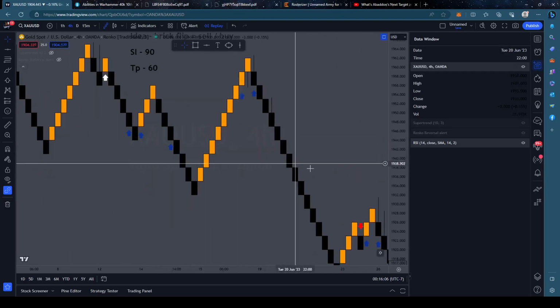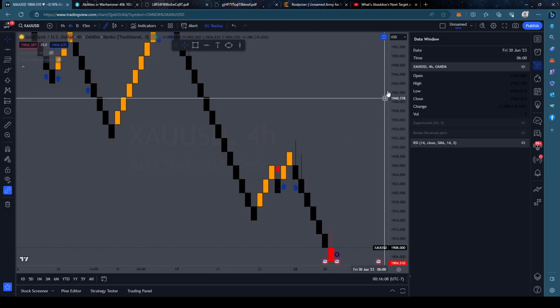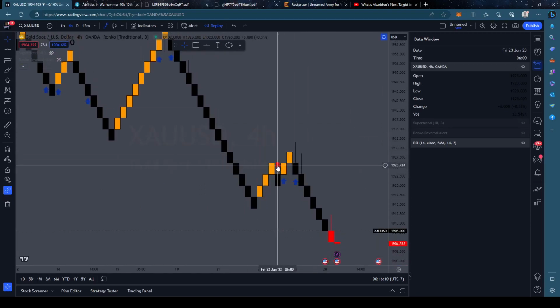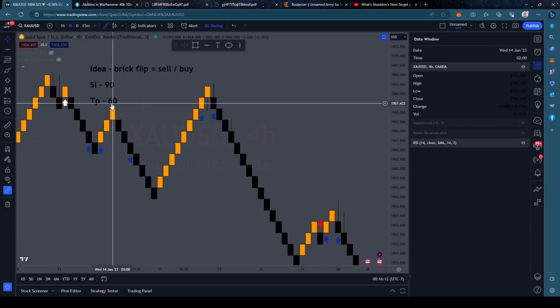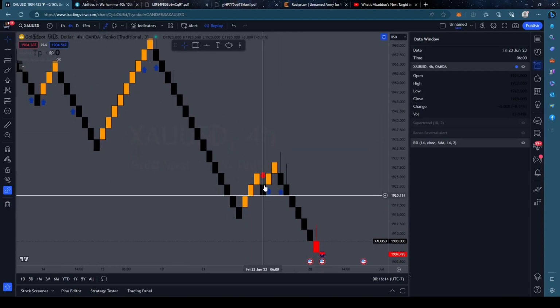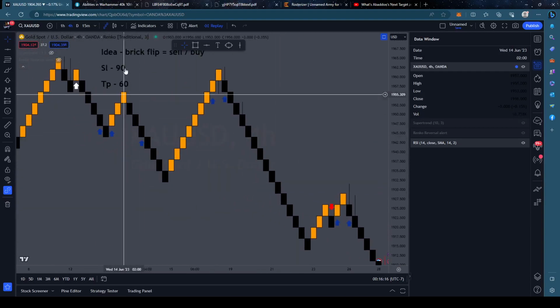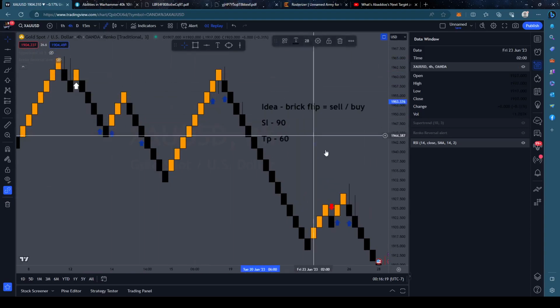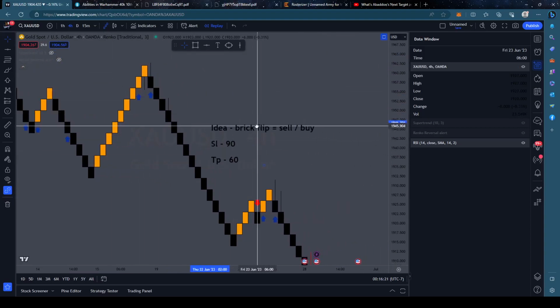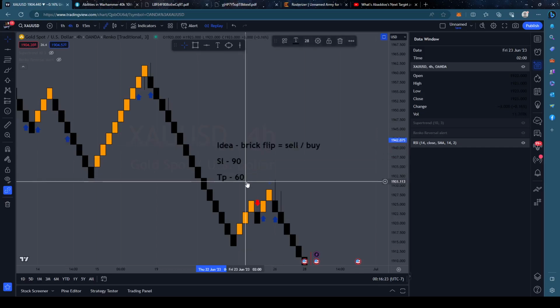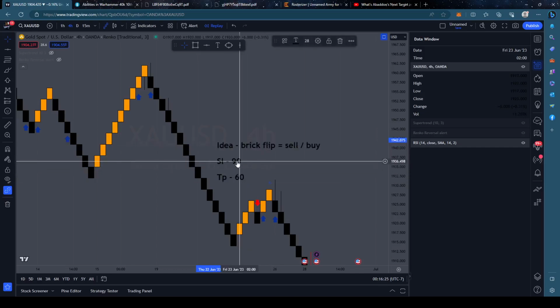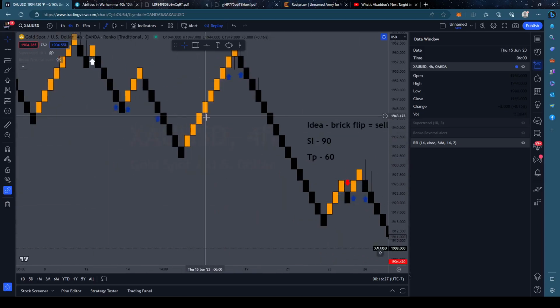For example, maybe this loser over here, I could have had a 20 pip TP instead of a 60 pip TP and have this one been considered a winner. So that's why you always want to be changing your variables. It's like a science experiment, and that's why I think Renko's super fun. You can just change your numbers, and it will obviously change your results.